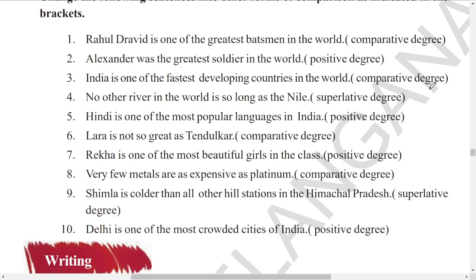Change this into comparative degree. Fastest is superlative. Change this into comparative. How do you get this? India is faster than many other developing countries. India is faster than many other developing countries in the world. That is comparative. Next, no other river in the world is so long as Nile.